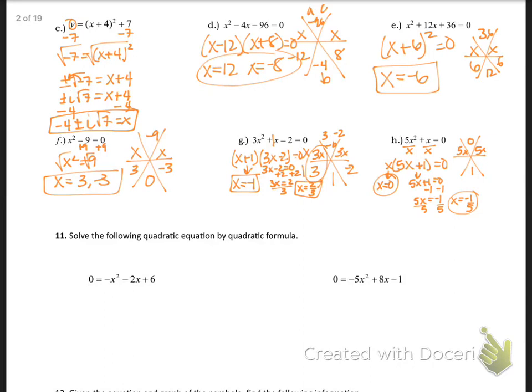All right, now we're using the quadratic formula. So remember, the first thing I like to check is my b squared minus 4ac, my discriminant, because my discriminant tells me how many real roots there are. If there are no real roots, then I don't have to do anything, okay?